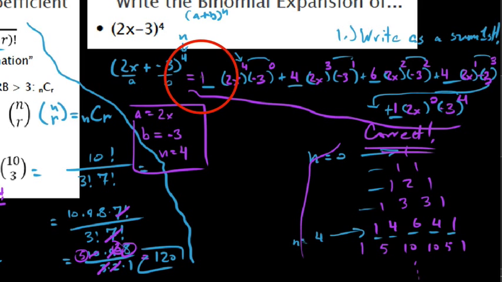So let's go ahead and start with this. 1 is 1. Negative 3 to the 0, well, that's just a 1. And so we really get 2x to the 4th, which is 2 to the 4th is 16. X to the 4th is x to the 4th. So now our next term, we get 4.